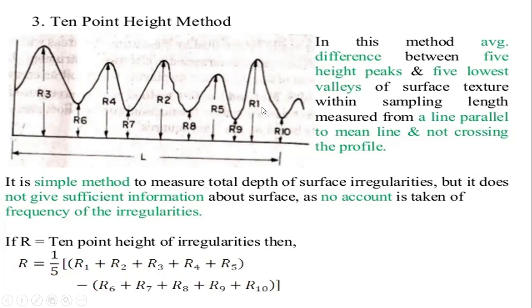So from the right side we start the measurement. The first peak height is taken as R1. The third height peak is taken as R2, that is the second value for the radius R.